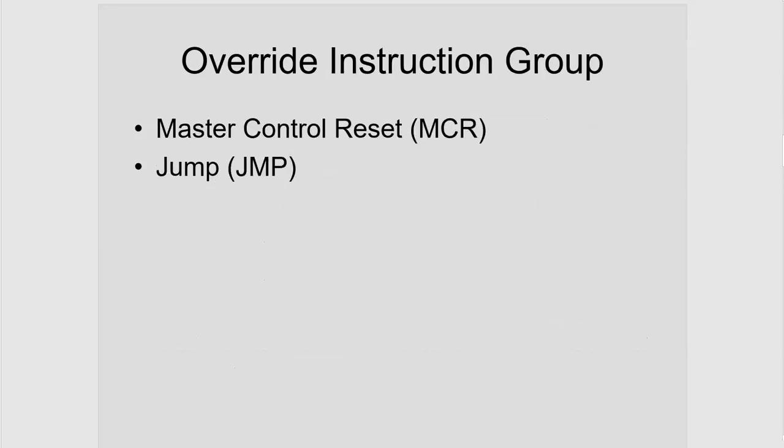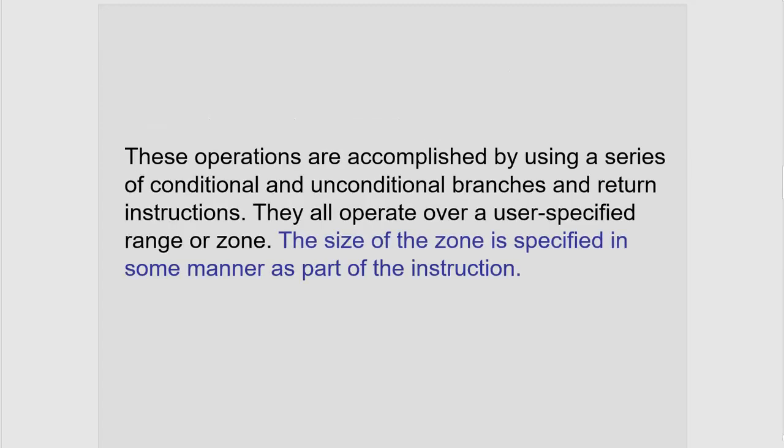So we'll talk about the master control reset and the jump instruction as part of the override instruction group. And then we'll finish out by talking about subroutines, which to me are probably the most important of the program control instructions. So these operations are accomplished by using a series of conditional and unconditional branches and return instructions. They all operate over a user specified range or zone.